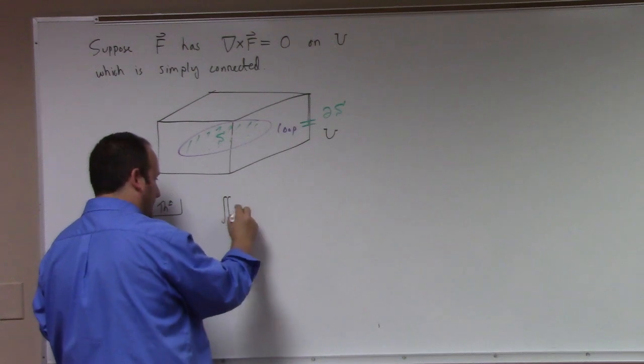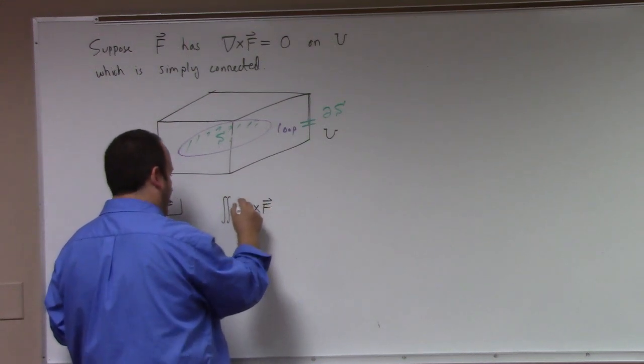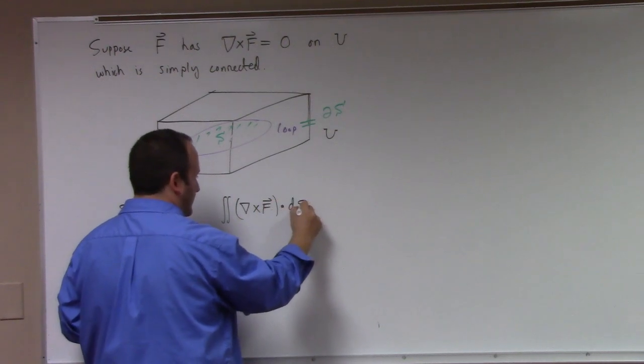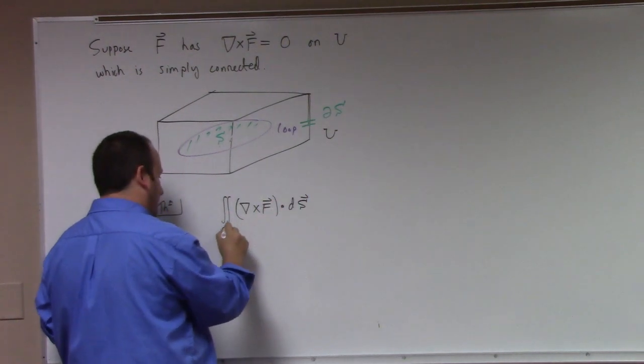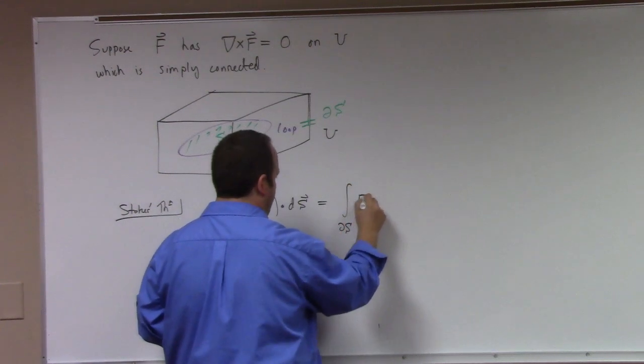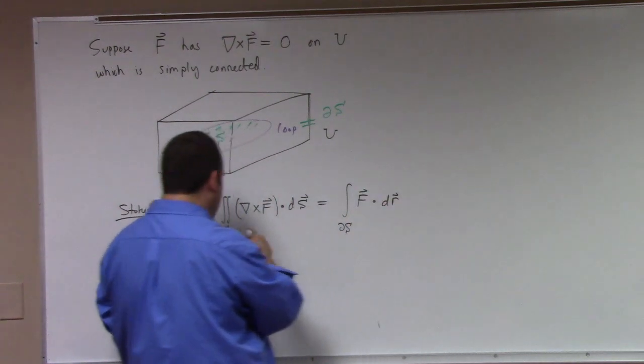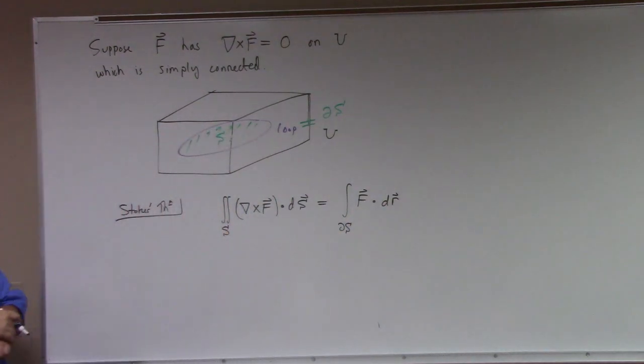So it's the surface integral of the curl, the flux of the curl there, is equal to the integral over the boundary of the vector field. Now this assumes that S is a simply connected surface. What's a simply connected surface?